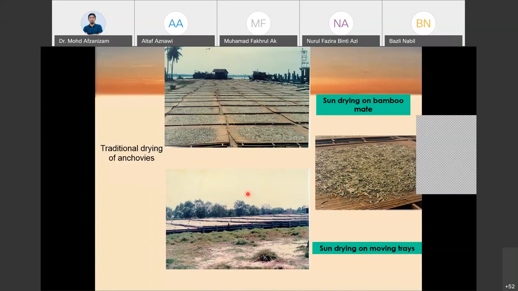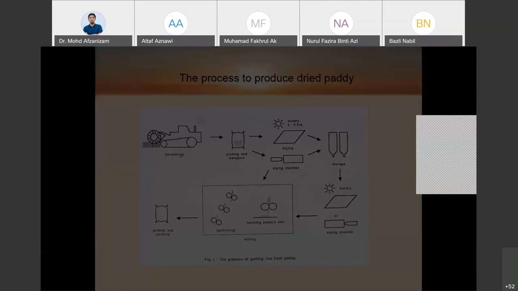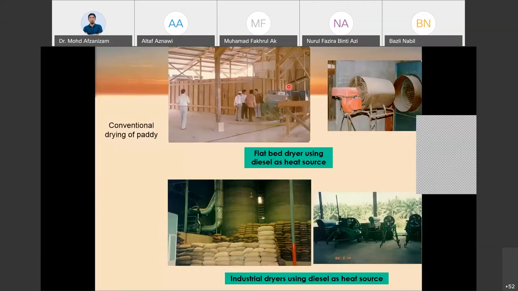And some with better technology go for a chamber or drying cabinet, but they are using diesel as a heat source. So they have the drying cabinet over here. Paddy as well, so I just skip this one. More or less the same, just a matter of the type of agricultural product. Flatbed dryer using diesel as heat source. So this is the heat source.